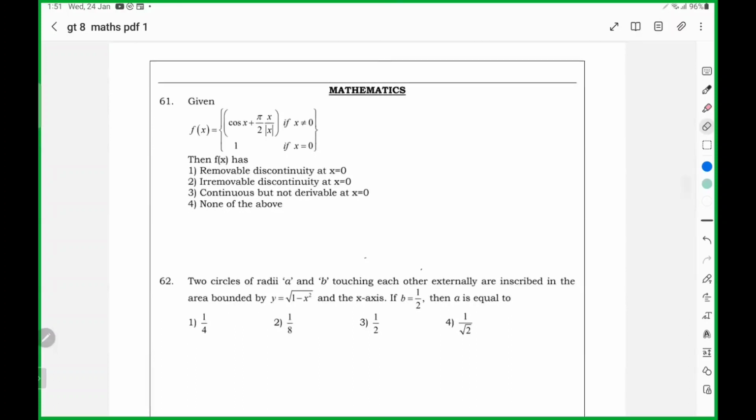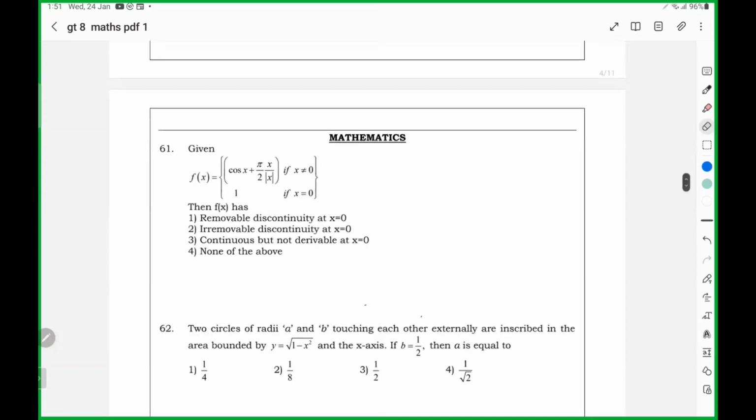In this video, I'll discuss the first 15 problems of the 8th grand test. So many good questions are there in this. First of all, here see the options. One should have clarity over removable and irremovable discontinuities. So I will explain what is removable discontinuity with an example.